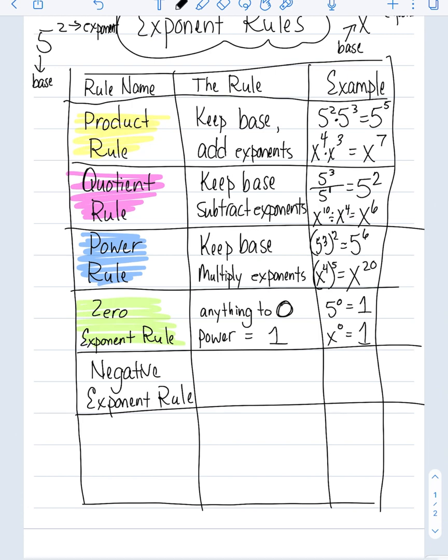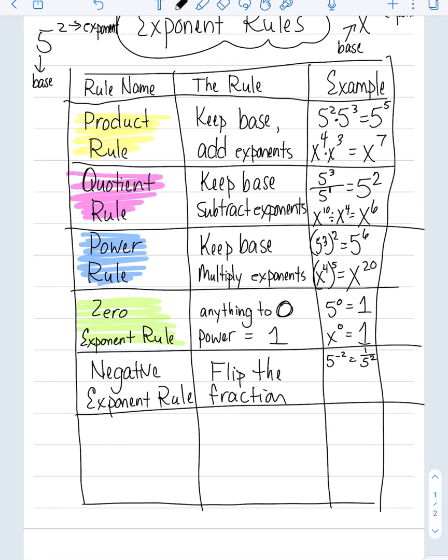So anytime that you have a negative exponent, that just means I'm going to say flip the fraction or flip its position in the fraction. Let me show you what I mean. So if I had 5 to the negative 2 power, 5 as a fraction is 5 over 1. So this becomes 1 over 5, and the negative 2 becomes a positive 2.